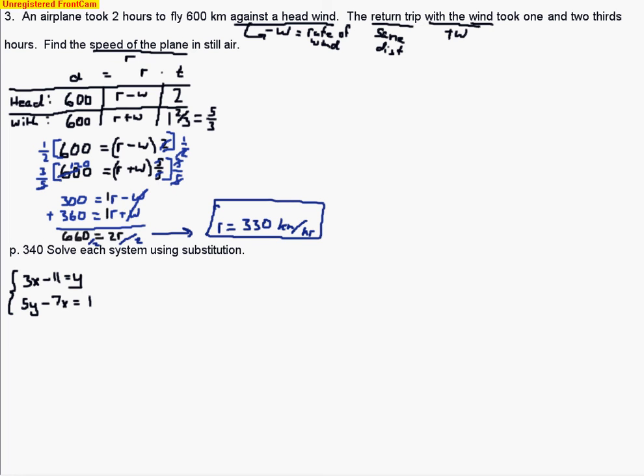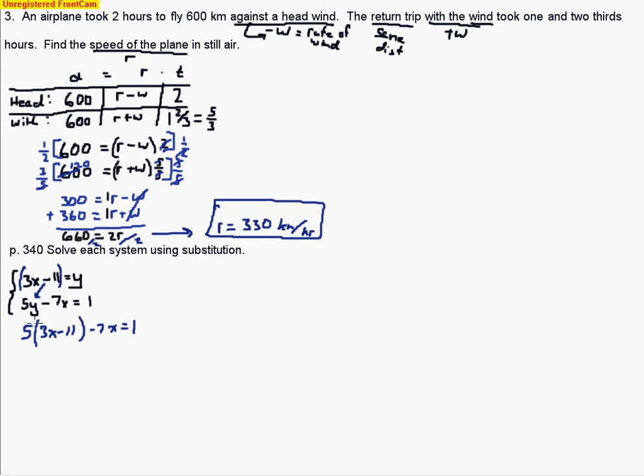On the problems I gave you that involve substitution, I only use it when y is by itself, or when x is solved for. In this case, y is solved for. So I'm going to take this expression and put it in place of y in the equation below. So I'll rewrite that equation: 5 times 3x minus 11 minus 7x equals 1. It's faster to use substitution in this case, because a variable is solved for. Otherwise, you have to manipulate the equations so that the x's and y's cancel out.